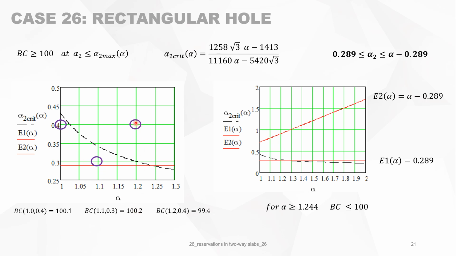And when you take an example here with alpha equal to 1.2 and alpha 2 equal to 0.4, then you see that you have a loss in bearing capacity. So the area that you are interested in is this small area. Otherwise, it's always a loss in bearing capacity. So this small triangle is okay, and all the others you have a loss in bearing capacity.